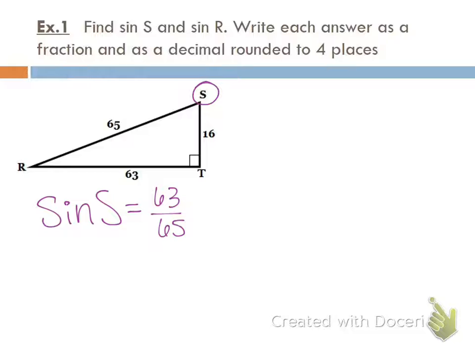Okay, I don't believe that fraction will simplify, but they also want it as a decimal to 4 places. So 63 divided by 65 is 0.9692.